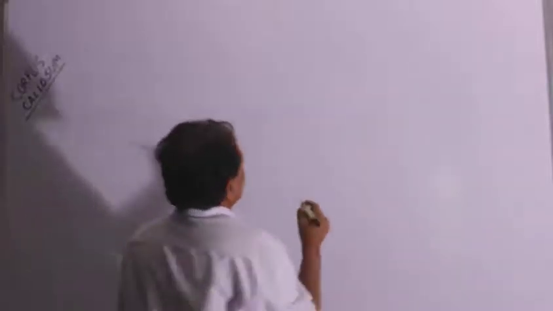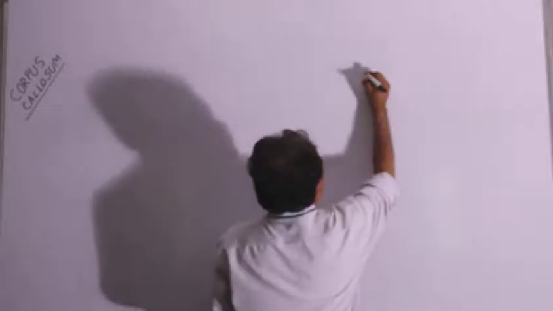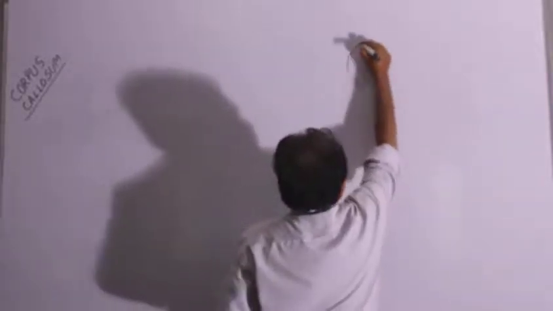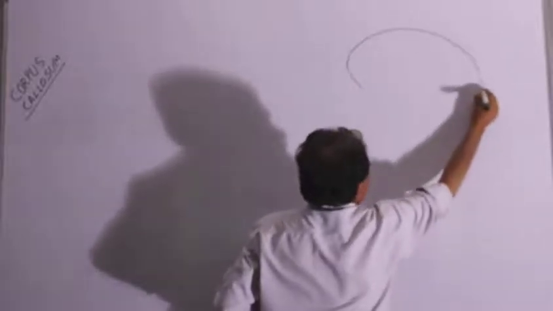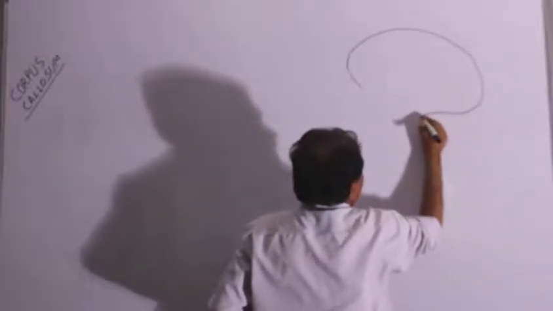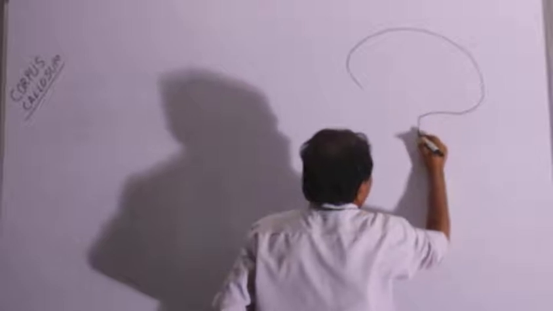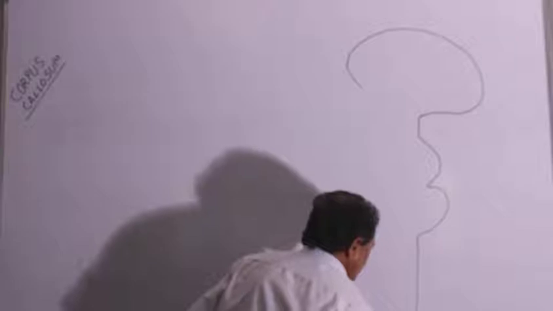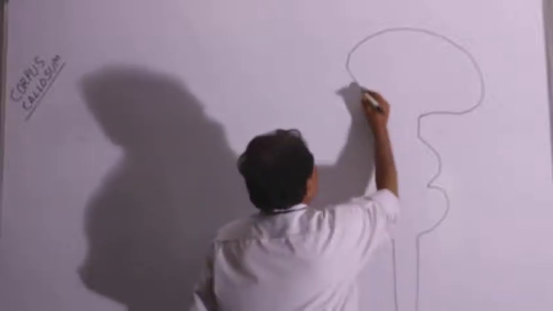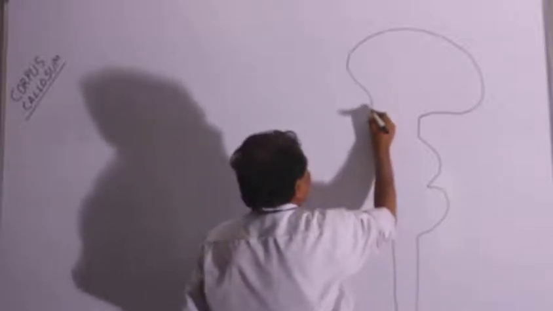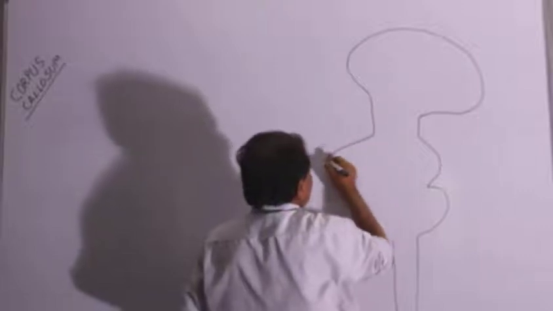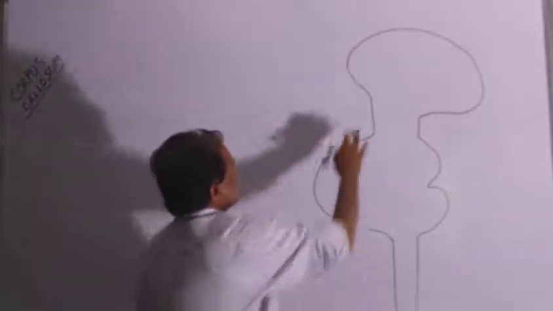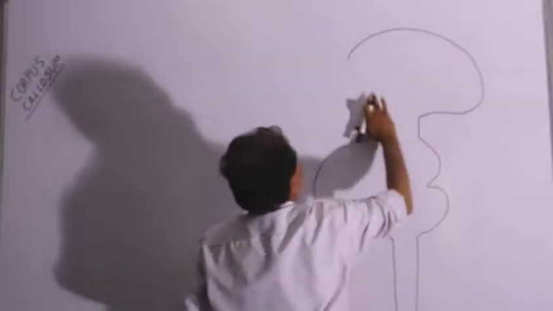Suppose this is the brain. This one is a spinal cord. This one is a midbrain. This one is a cerebellum. So here what happens?